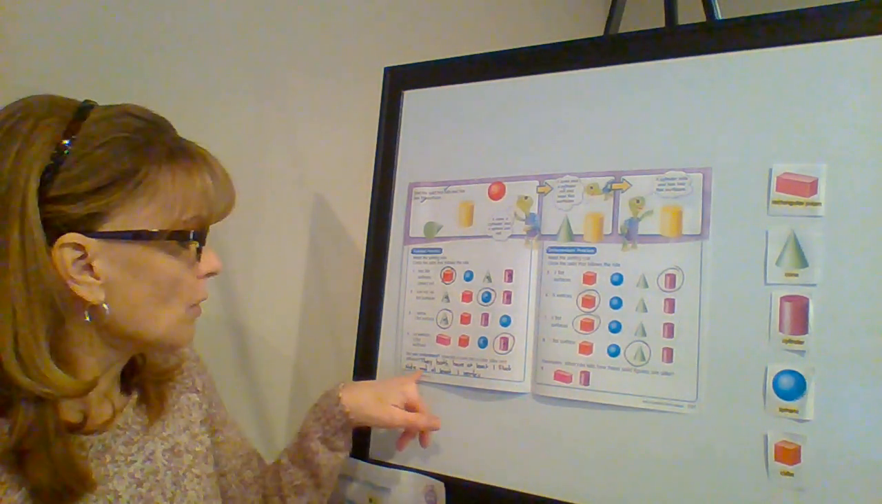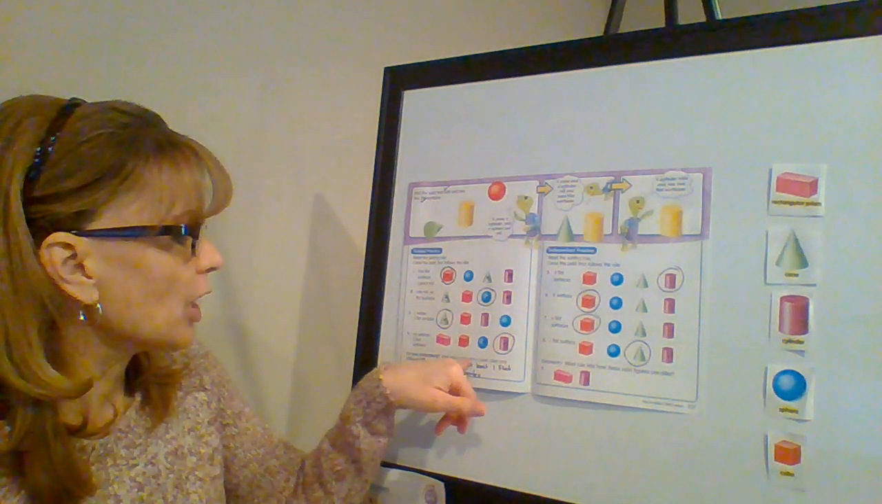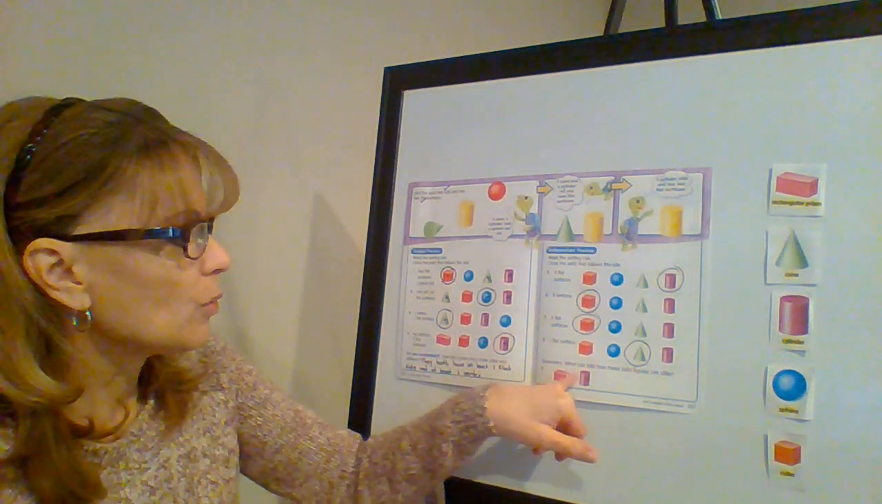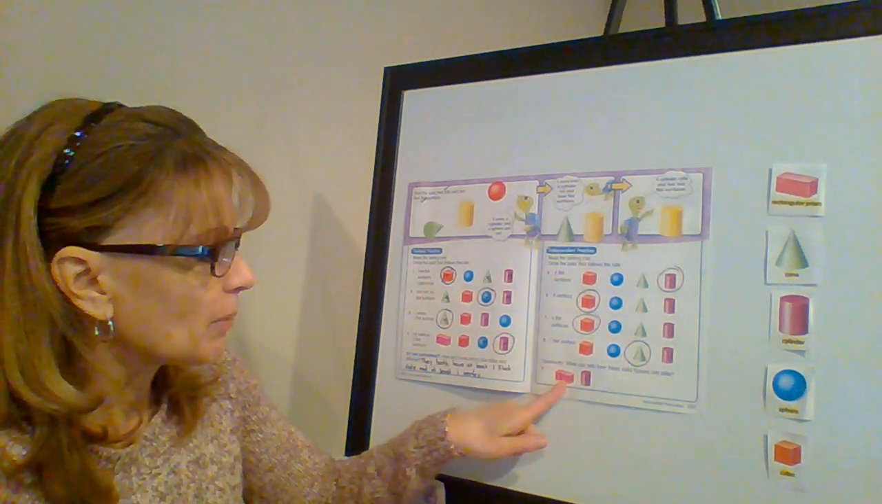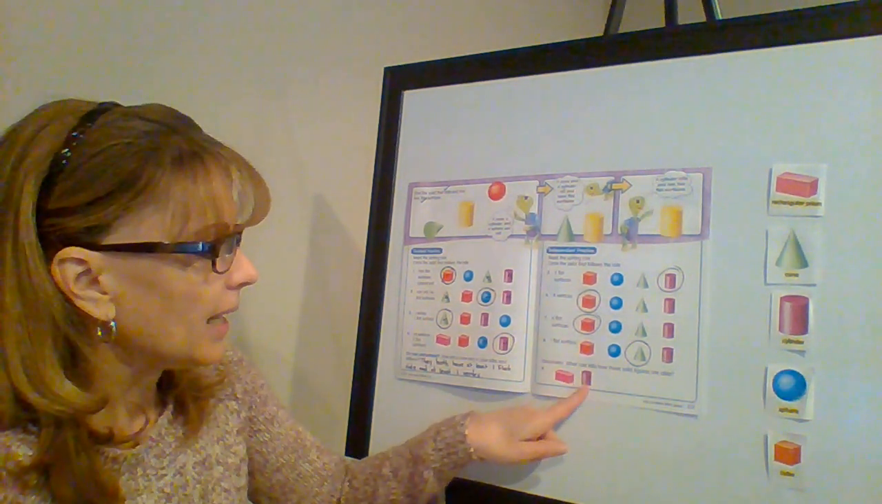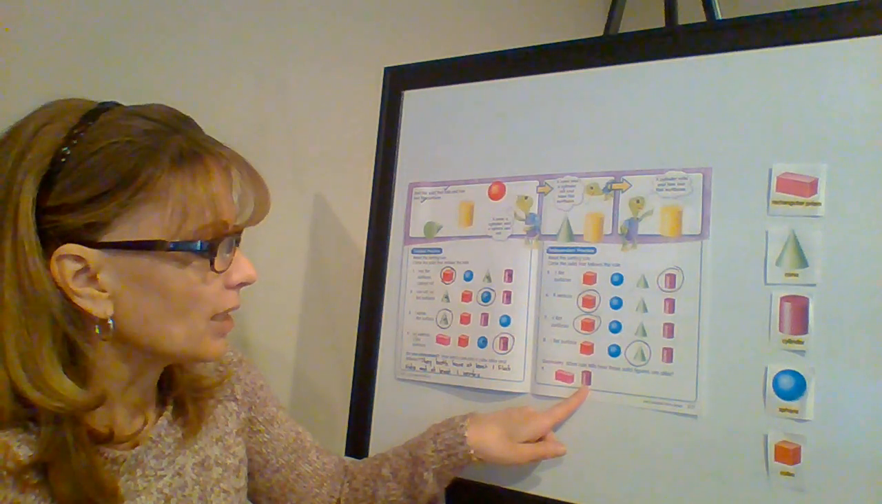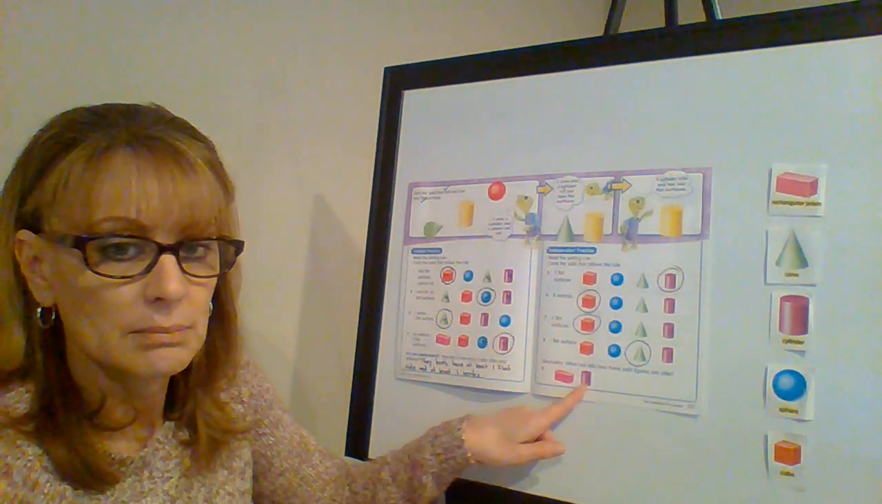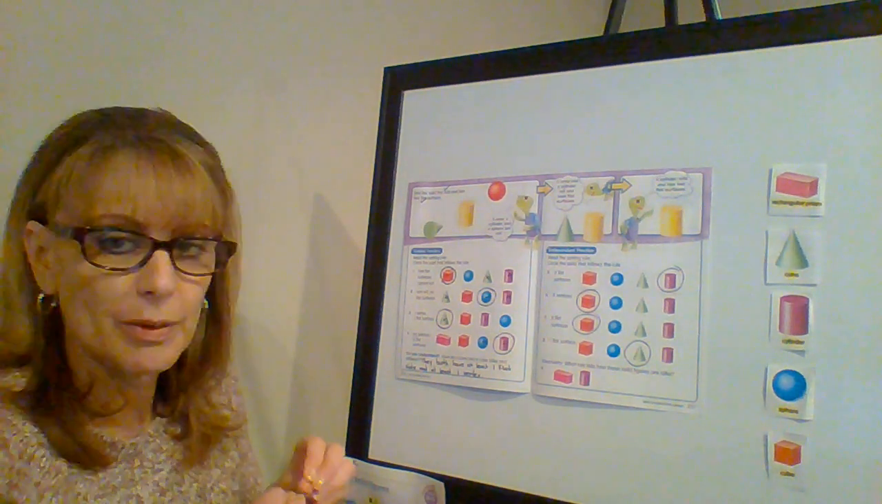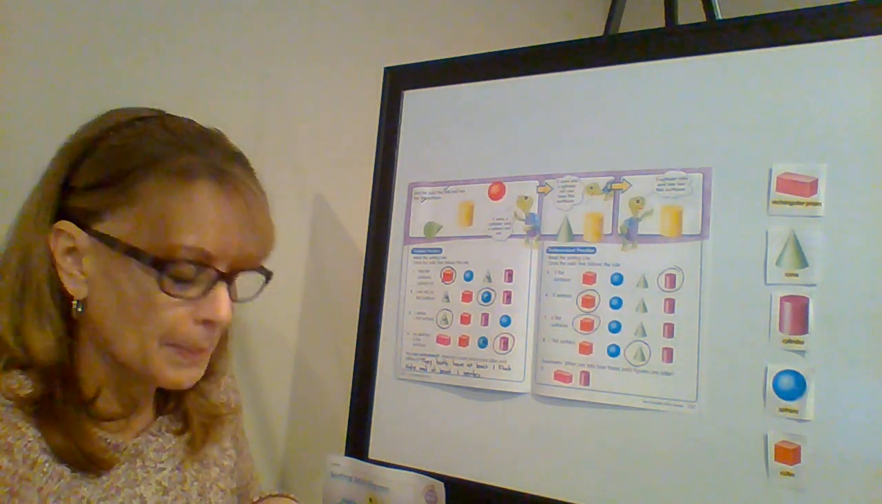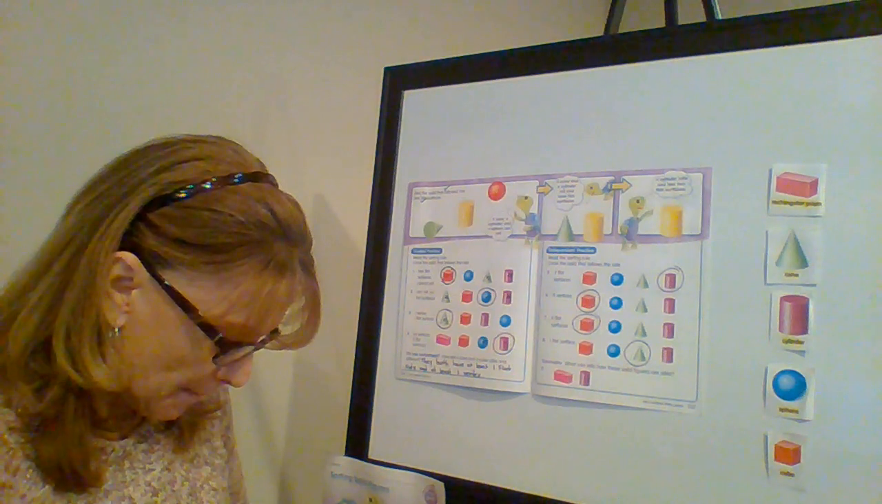How about a rule? Remember over here, we asked how are a cone and a cube alike? What rule tells how these solid figures are alike? How is a rectangular prism and a cylinder alike? What is a rule that you could say that would work for both of them? I'll give you a minute to think of that.